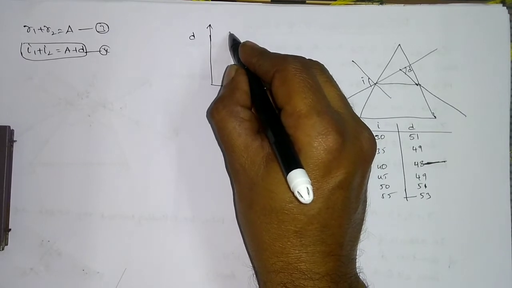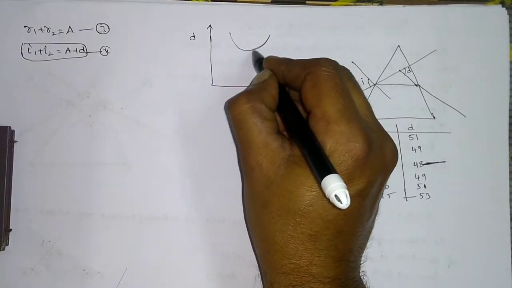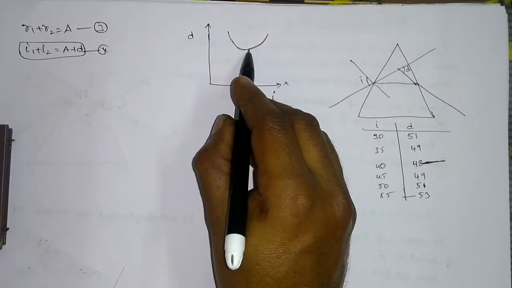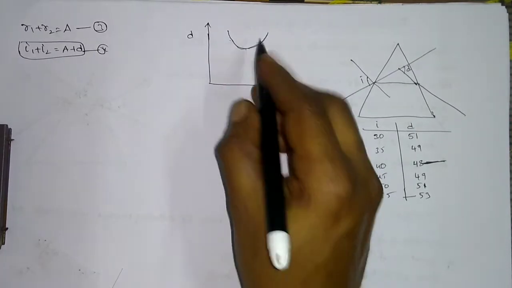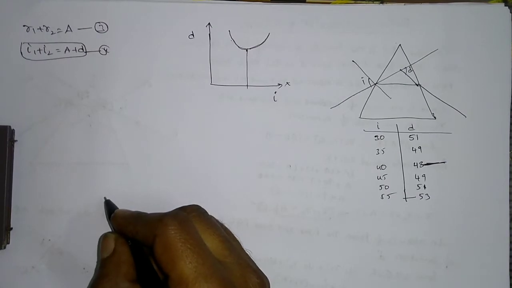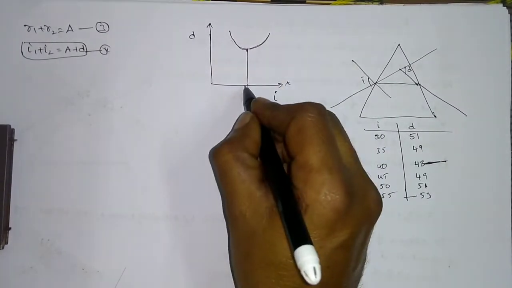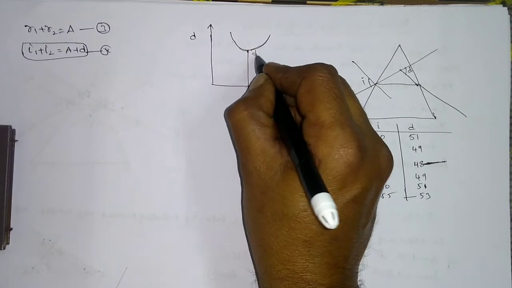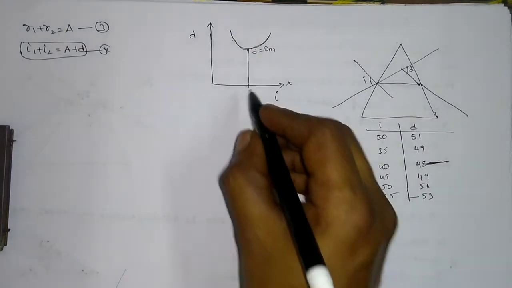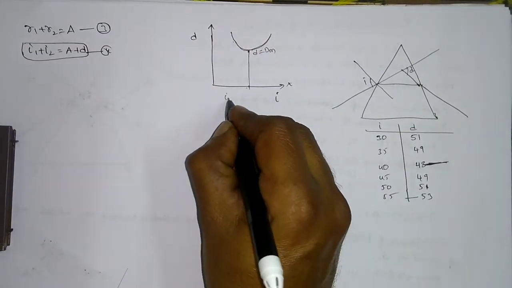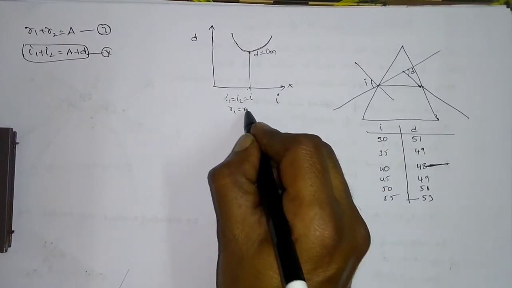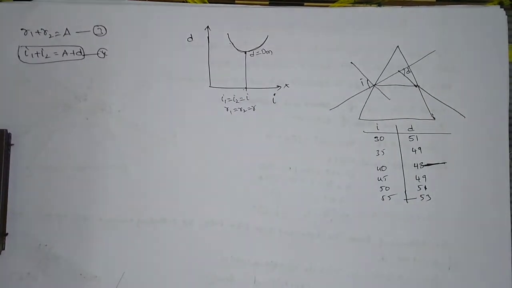So the graph will be like this. The graph will be decreasing to a particular point, constant, and then increasing. So where you get the minimum value at this point, we can call it the angle of minimum deviation. At this point, the angle of deviation D is equal to Dm. Dm stands for angle of minimum deviation. At this angle of minimum deviation, the I1 value and I2 value should be equal. Similarly, the refraction values are also equal. This is the condition for the angle of minimum deviation.